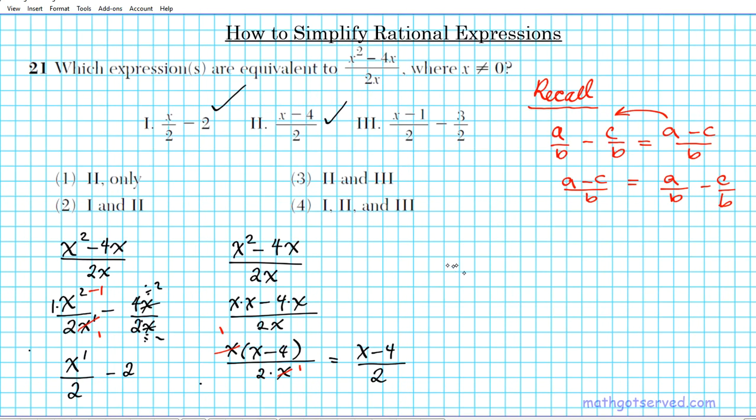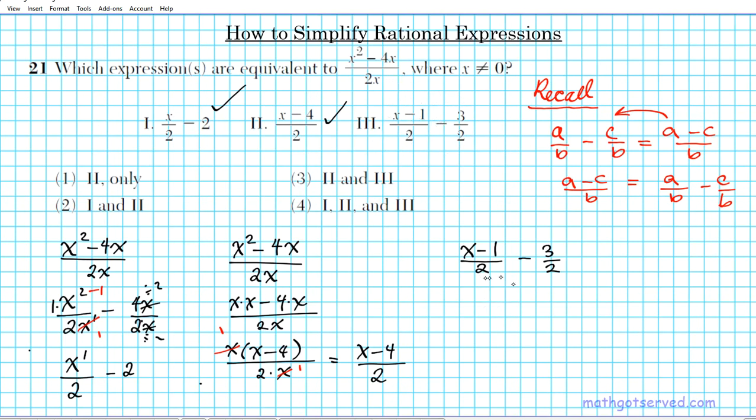Now how about option 3? Option 3 looks a little bit complicated: x minus 1 over 2 minus 3 over 2. We simplified the original problem using two methods, and we arrived at these two options right here, so we've already exhausted our possibilities. In order to attack this one, we're going to work from the answer to the question. Let's simplify this completely and see if we arrive at the question.